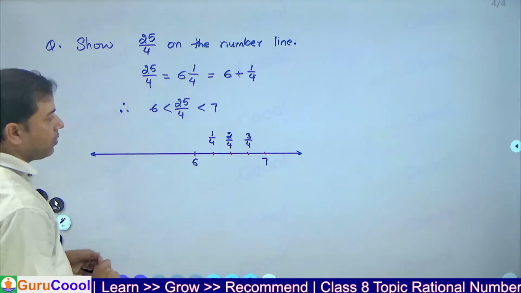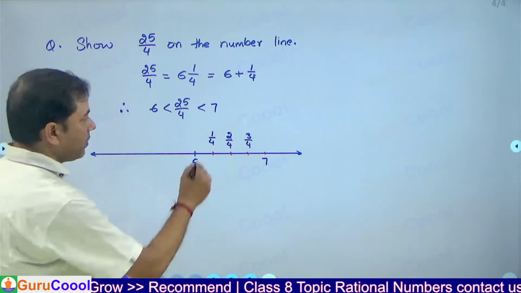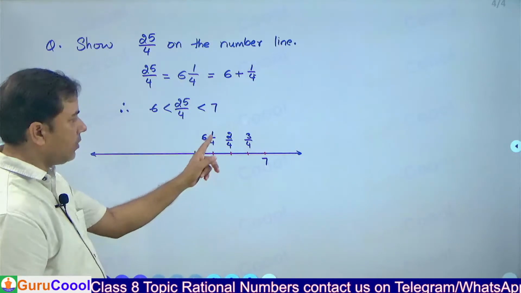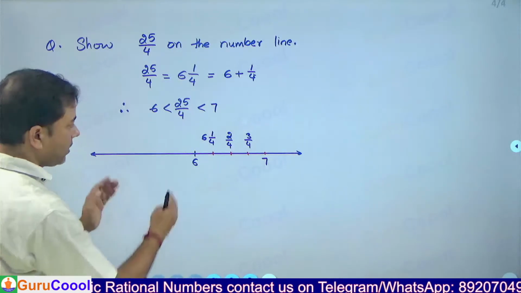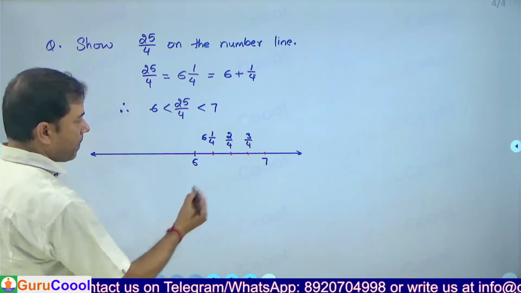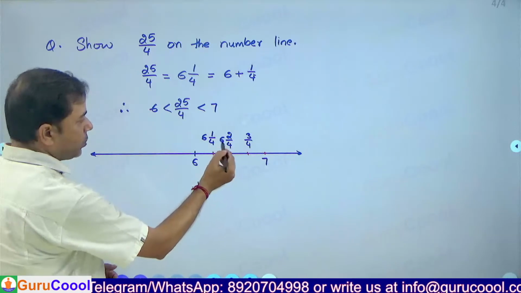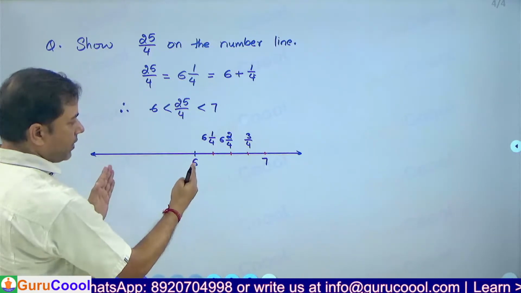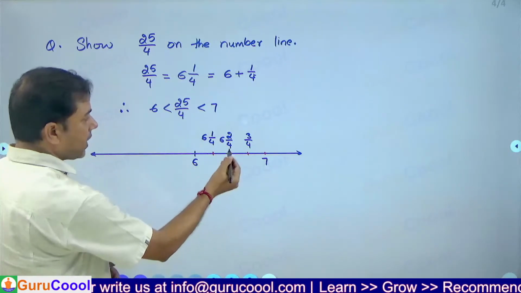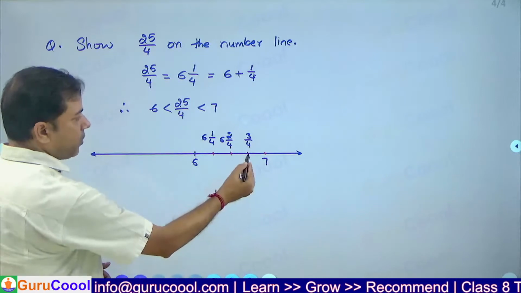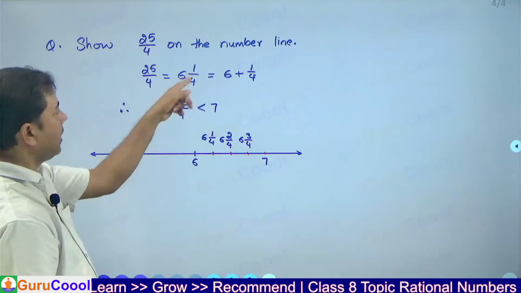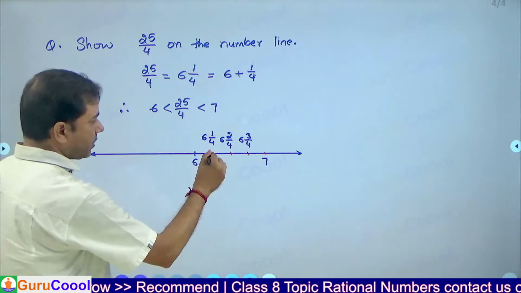And since we have already traveled 6 units, so 6 also will come with them. This point is representing 6 and 1 by 4. 6 units is already traveled, 1 by 4 more, so 6 and 1 by 4. Next point is 6 and 2 by 4. 6 units already traveled from 0 and 2 by 4 more. That's why 6 and 2 by 4. This point represents 6 and 3 by 4. We need 6 and 1 by 4. This is the first point.